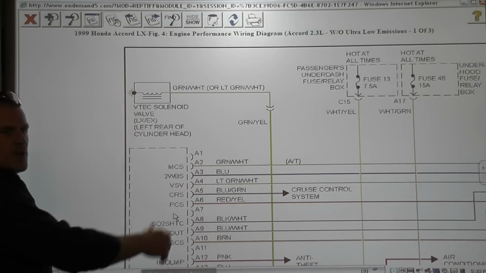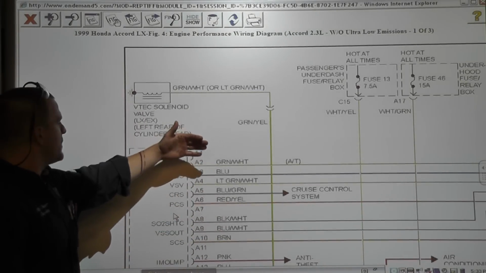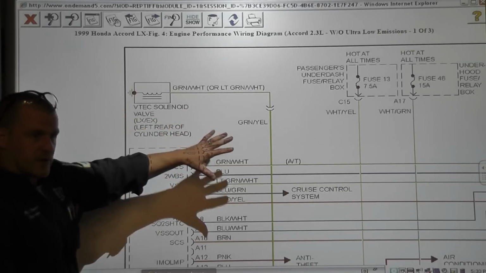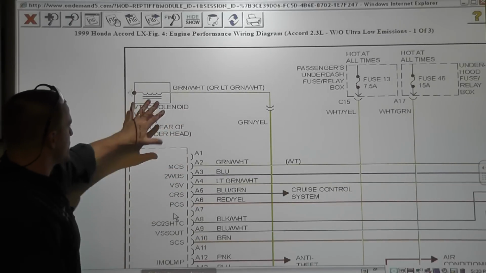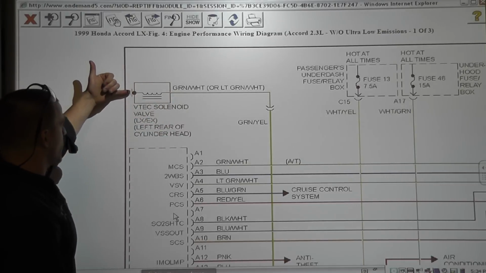Okay, so we're now on figure 1. We're looking at the VTEC solenoid part. Now, this is the output of the computer. The computer controls this solenoid. You can see that it's grounded actually on the housing. That's what that is right there.